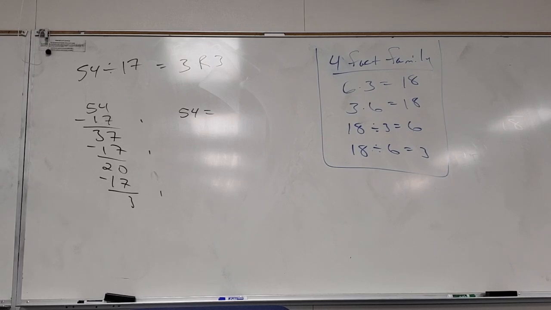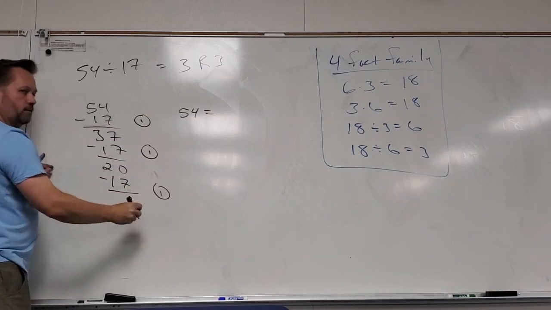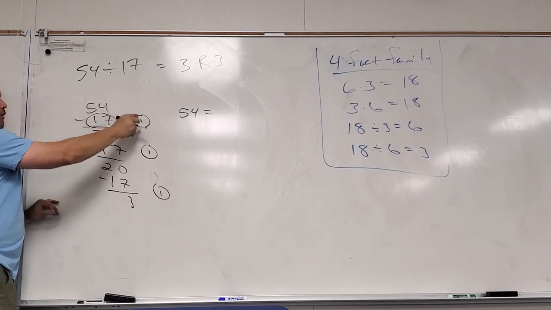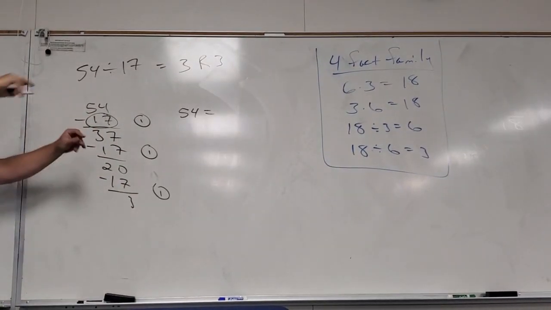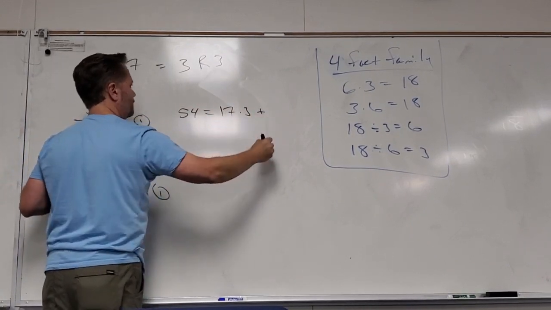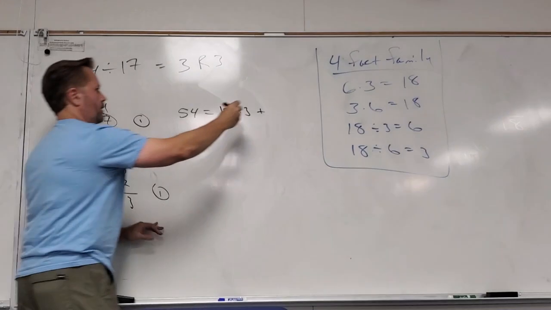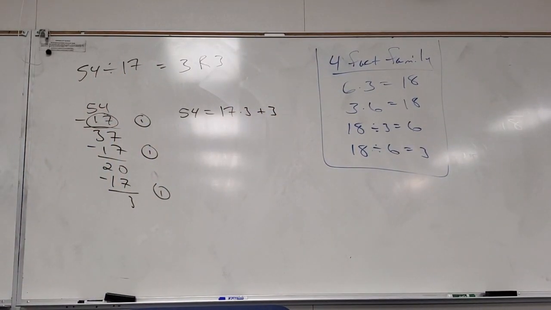Okay, now go further, because didn't we just figure out it goes in 3 times? 17 goes in 3 times, right? So what's 54 then? 17 times 3 plus 3. I like it. So if it would have been 51, 17 would have gone in 3 times evenly.